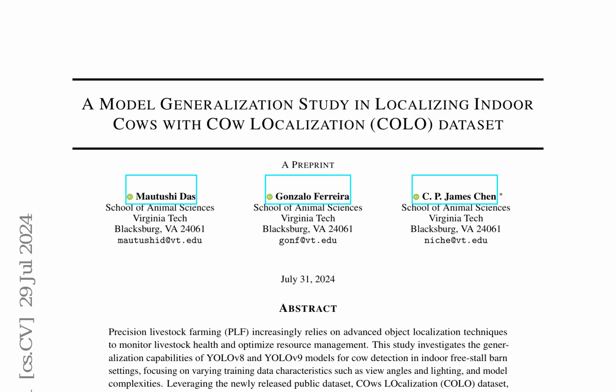This study delves into the generalization capabilities of YOLOv8 and YOLOv9 models for cow detection in indoor freestall barn settings, focusing on varying training data characteristics such as view angles and lighting, and model complexities. Utilizing the newly released public dataset, Cow's Localization (COLO) dataset, the research investigates three key hypotheses.